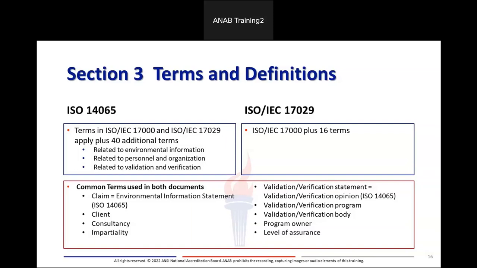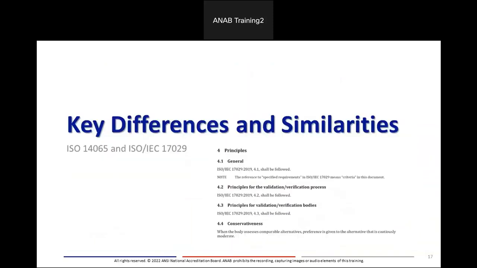Now let's get into these two documents and really pick apart some of the key differences and similarities. I'm going to show you some of the requirements. I've laid them out in table format. And in this table format, you should be able to differentiate between 17029 and 14065 and see where there are differences and similarities in the requirements for validation and verification.